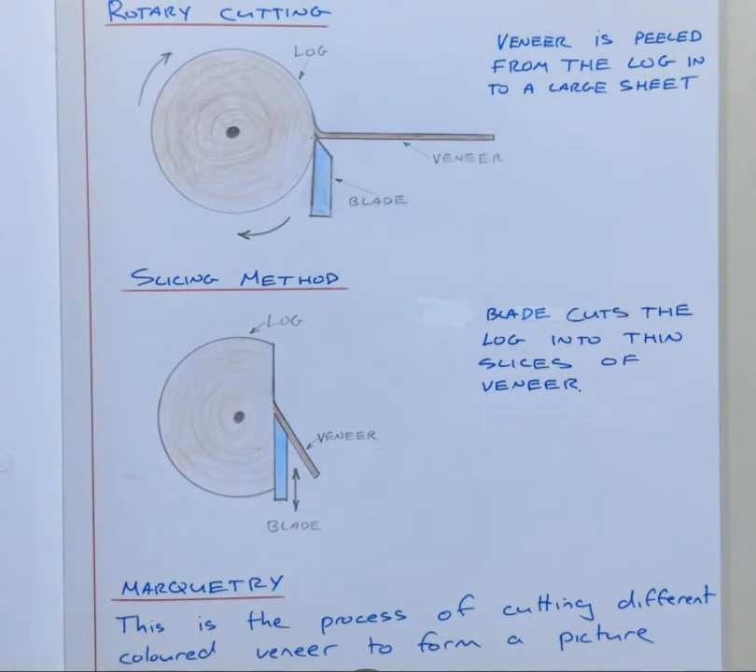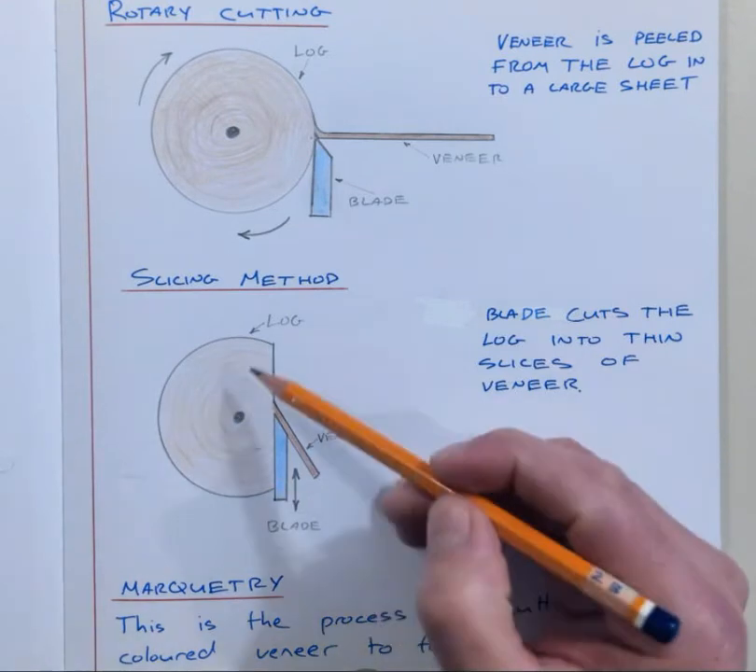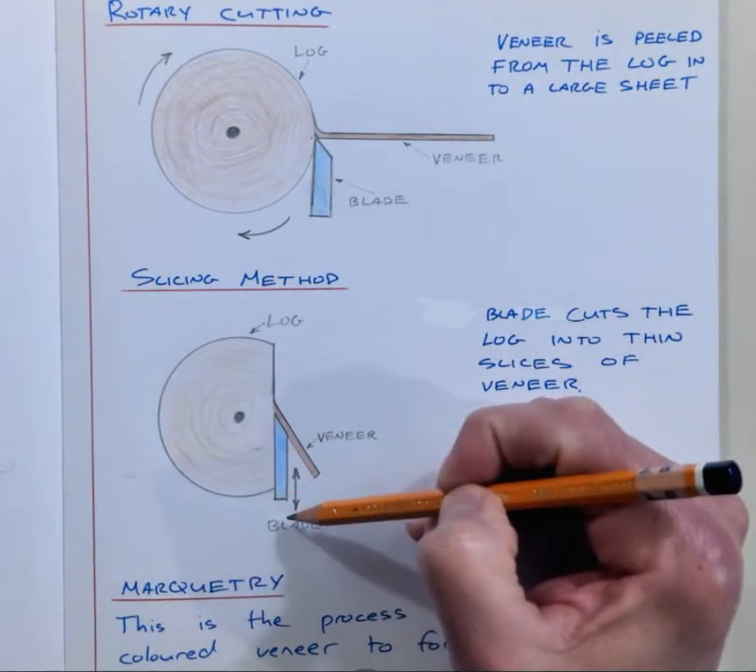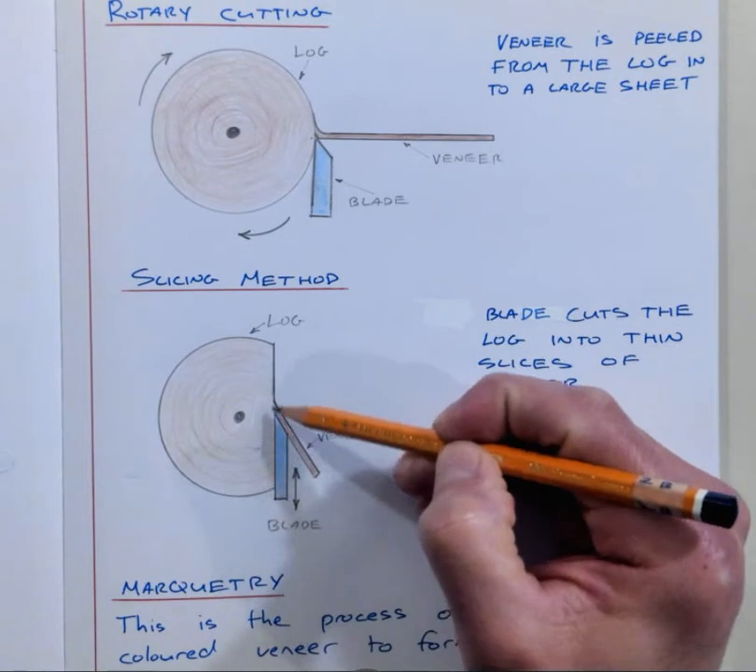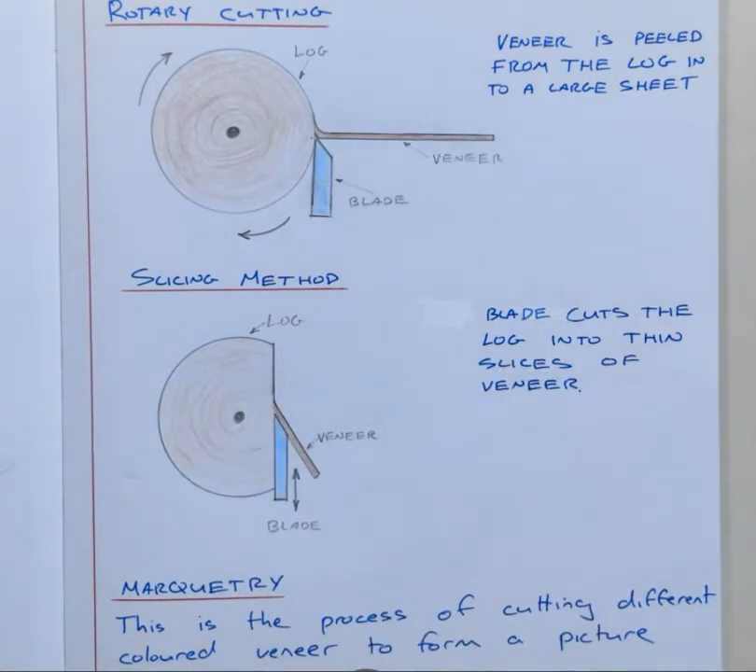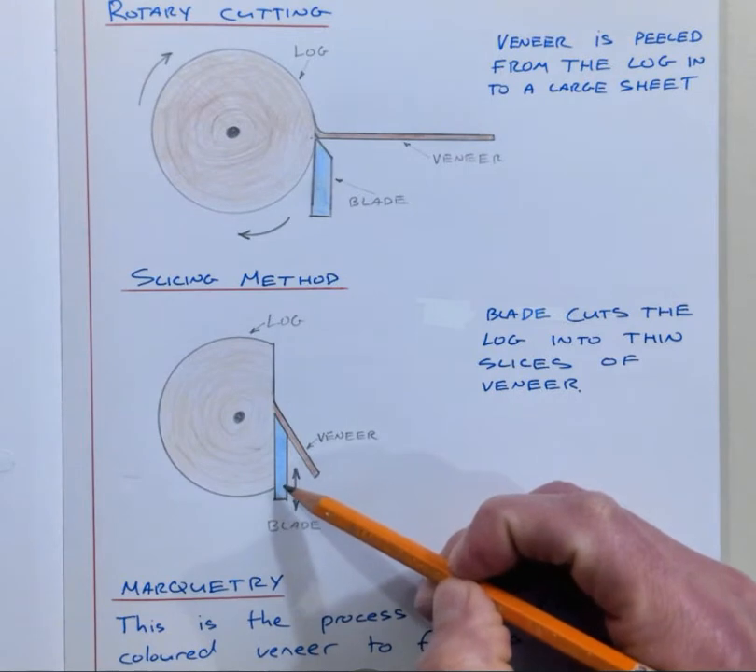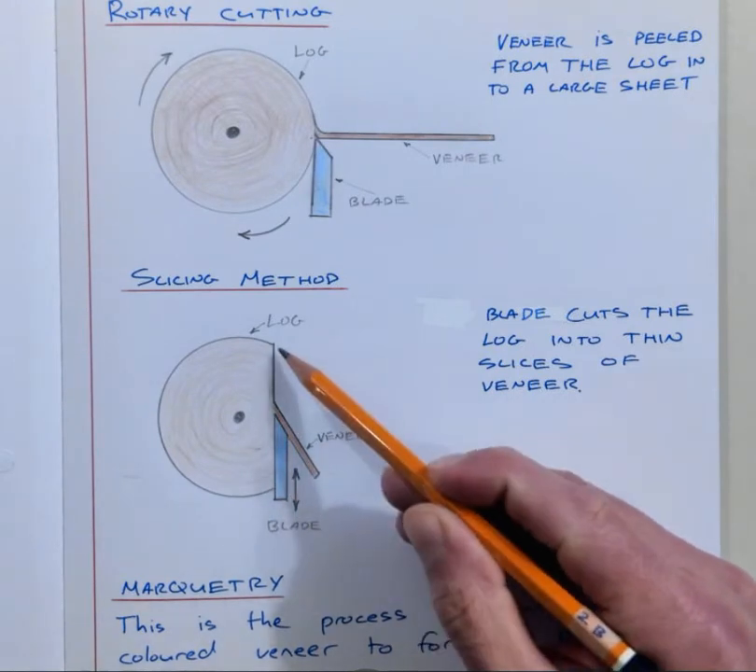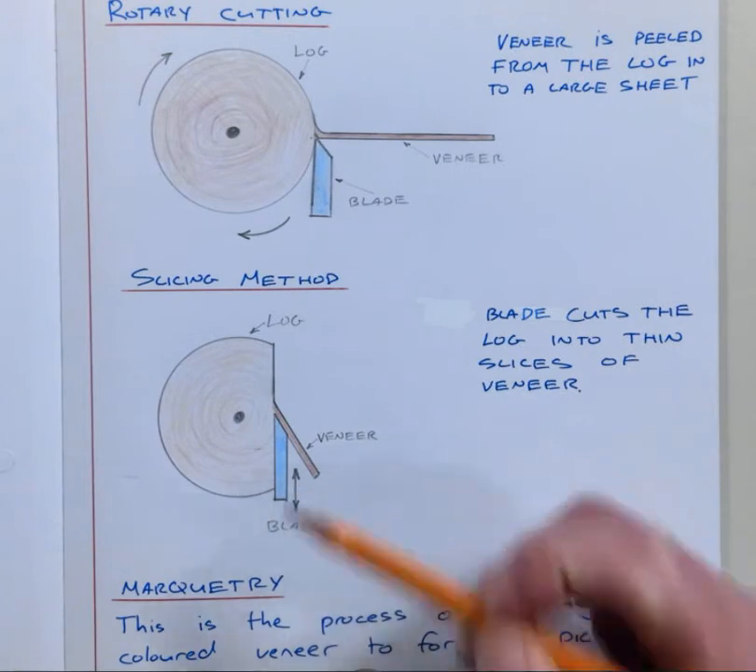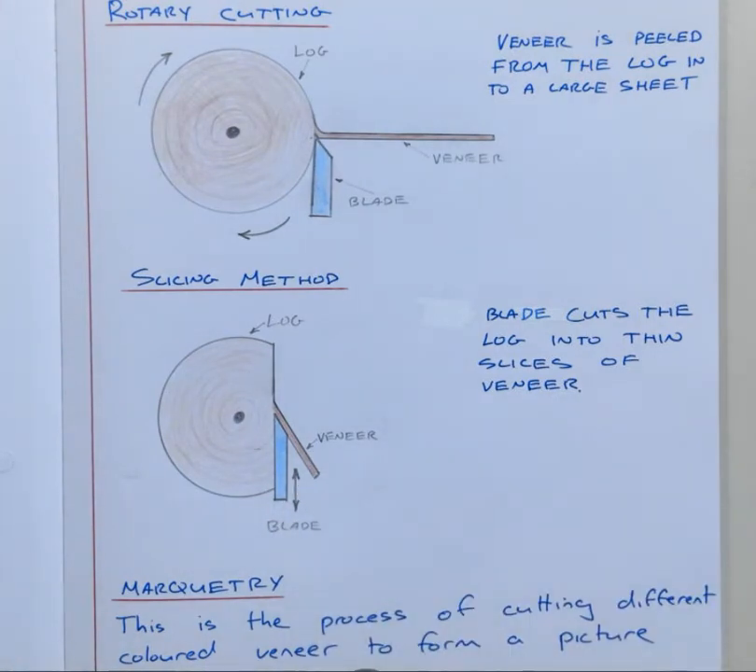So for that reason, the second method is the slicing method. Slicing method is basically as if you were going to cut a tomato with a knife. Same idea. The log is just held in place and the blade takes really, really thin slices off the log. The difference here is that you don't get big, long, continuous sheets. You only get a sheet that's the size of the log. But the good thing here is that you get nice grain patterns like flame grain.